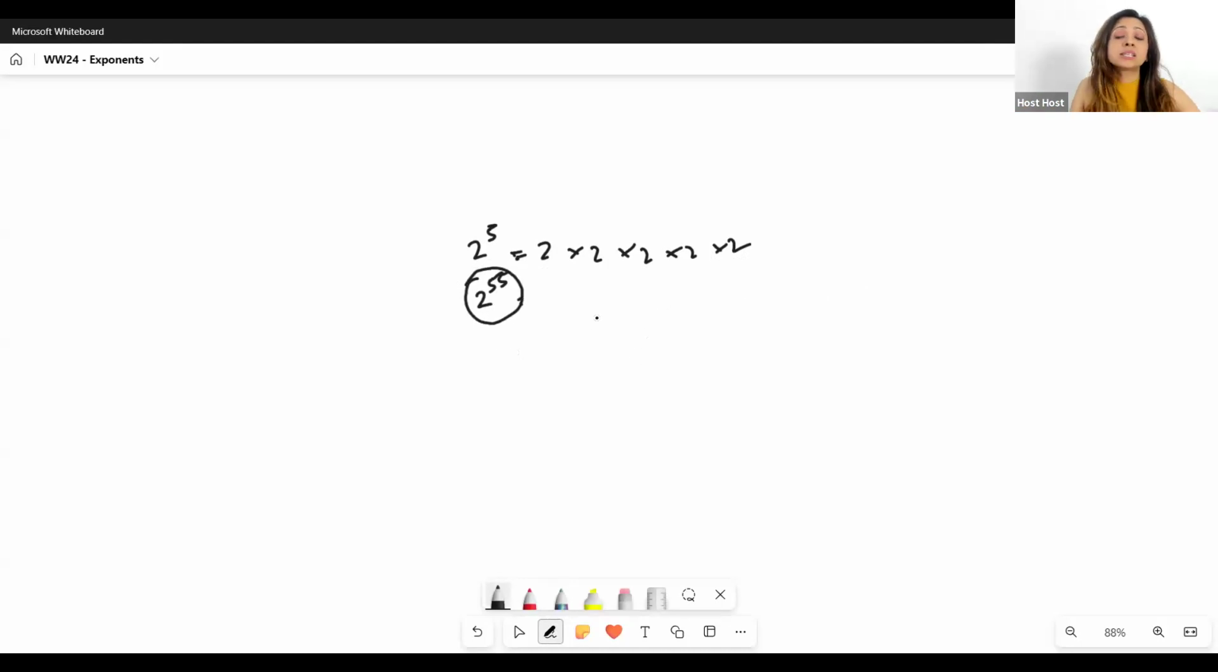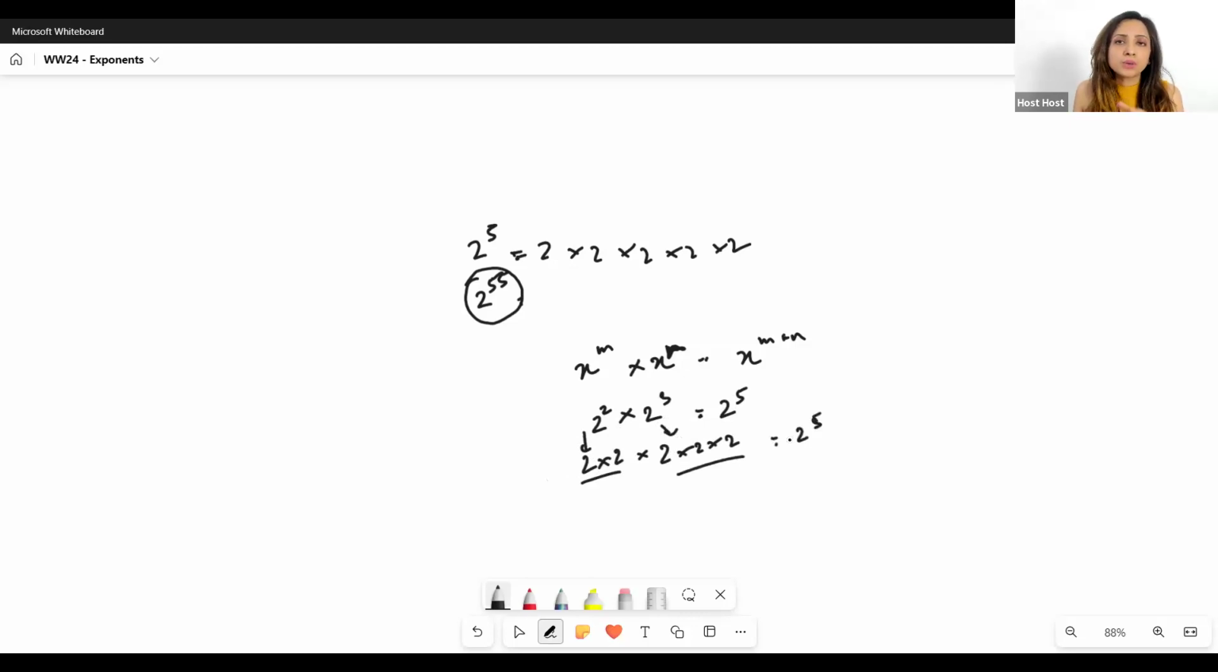Always keep in mind that this is multiplication we're talking about. Then it will be much easier to learn the rules of exponents. So x to the power m into x to the power n is equal to x to the power m plus n. Don't try to learn these formulas; think of very simple examples. If I'm confused, I would say this is 2 square into 2 cube, which is equal to 2 to the power 5. If I'm still confused, I would say this is 2 into 2 into 2 into 2 into 2. So this is how I get 2 to the power 5.